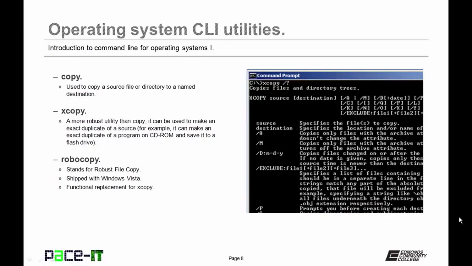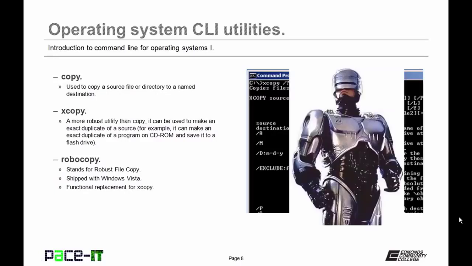So of course we begin with Copy. It's used to copy a source file or directory to a named destination. Copy didn't have quite the utility that Microsoft was looking for, so they came up with Xcopy. It's a more robust utility than Copy. You can use it to make an exact duplicate of a source. You can use it to duplicate a program onto a CD-ROM or flash drive. Then Microsoft came up with Robocopy, which stands for Robust File Copy, and it shipped with Windows Vista and newer. It is the functional replacement for Xcopy, and it is, again, more robust.